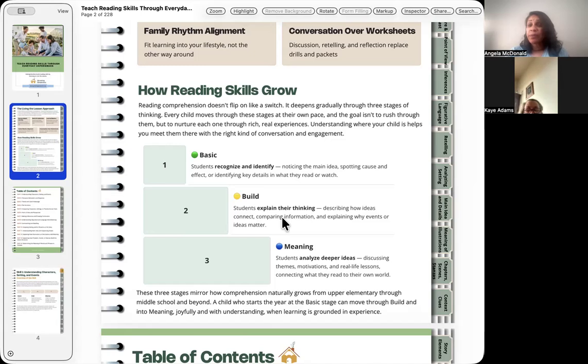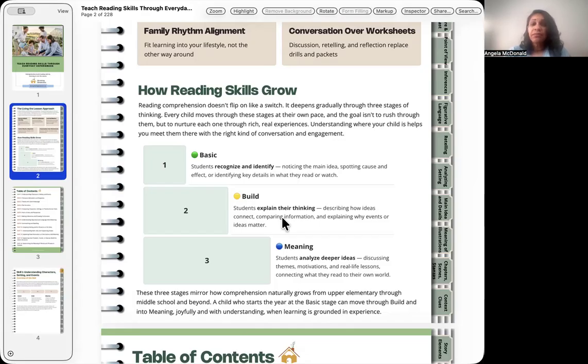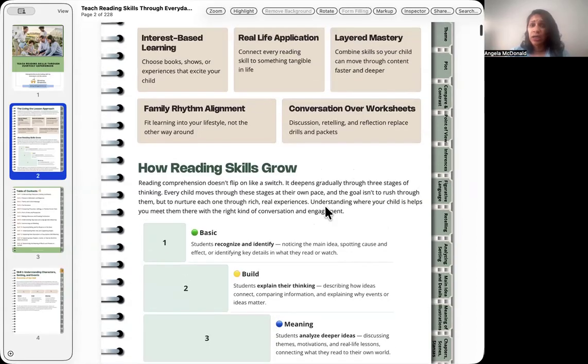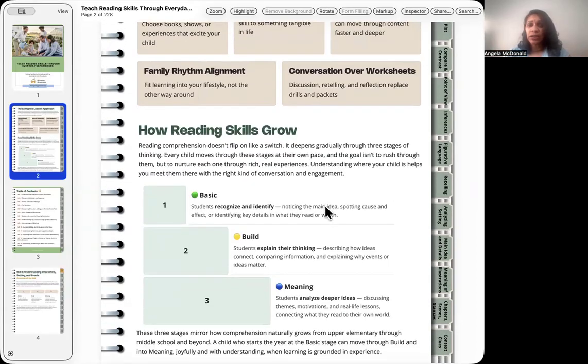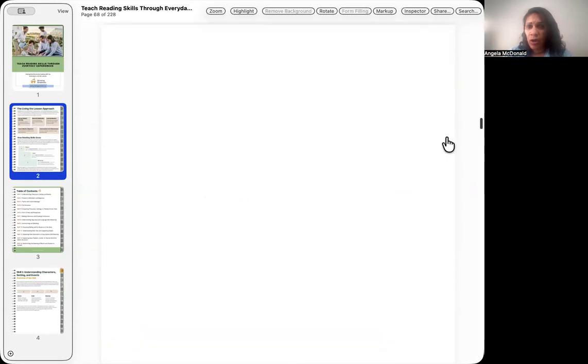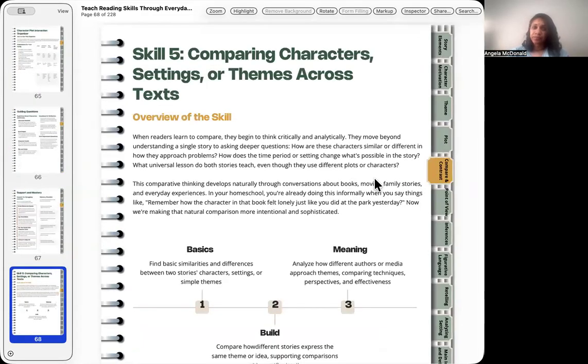And then we also have build. Build is more of explaining their thinking. And then meaning goes into analyzing. So what I do is for each skill, I break down what that looks like. So this week we are working on compare and contrast.